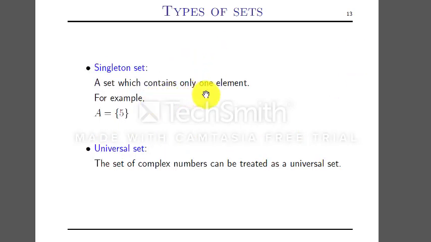Singleton set: a set which contains only one element. For example, this is a singleton set. It contains only one element.